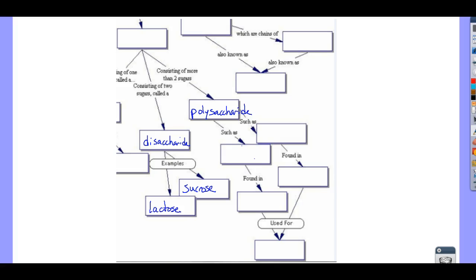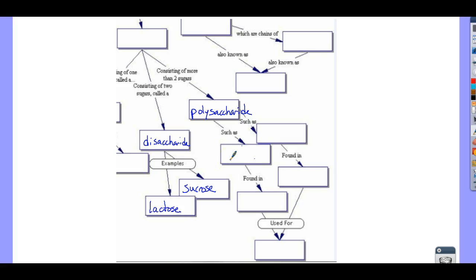So yesterday we did not finish our organic compounds web concept map, and so I'd like to finish up the polysaccharides area. So if you'll get that paper out, you can follow along. And so polysaccharides are many sugars, and these are a polymer of monosaccharides, generally glucose.